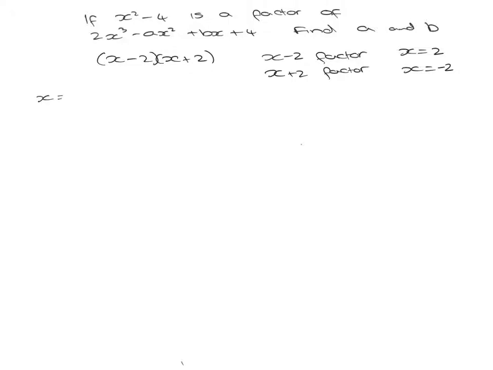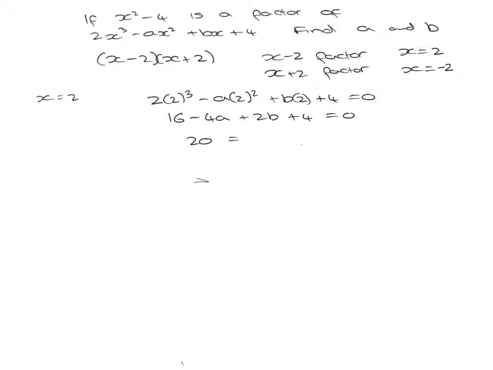So if we start with x equals 2, then we're going to have 2 times 2 cubed minus a times 2 squared plus b times 2 plus 4 equals 0. 2 cubed is 8, so that's 16 minus 4a plus 2b plus 4 equals 0. So 20 is equal to 4a minus 2b, and we're going to call that equation 1. So I put the constant on one side and the a's and b's on the other.